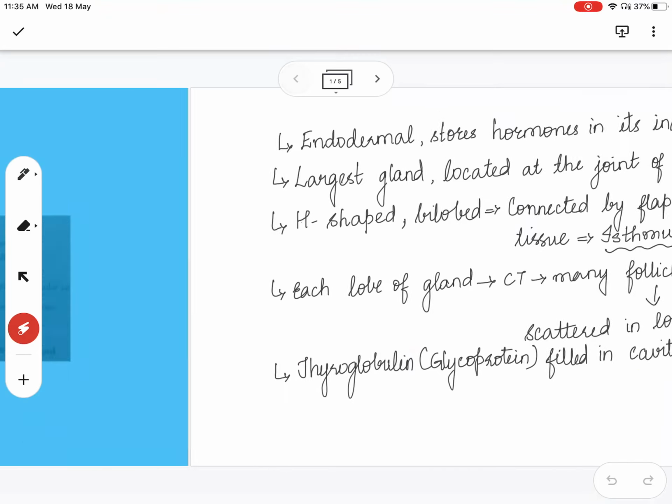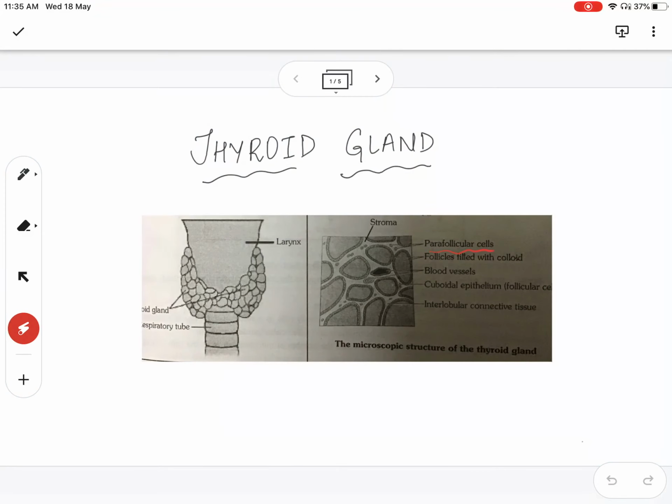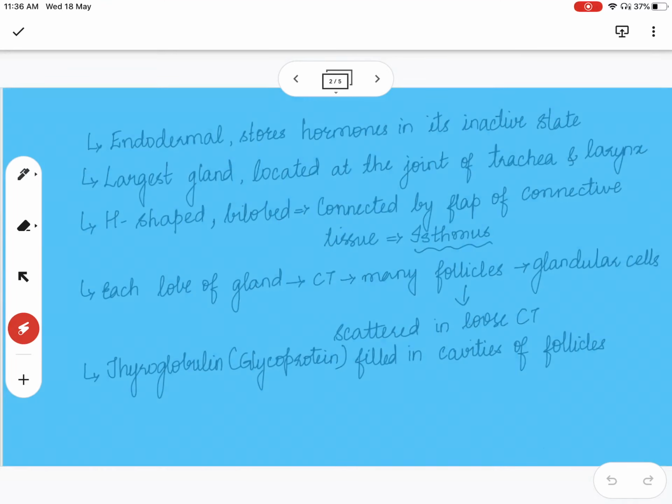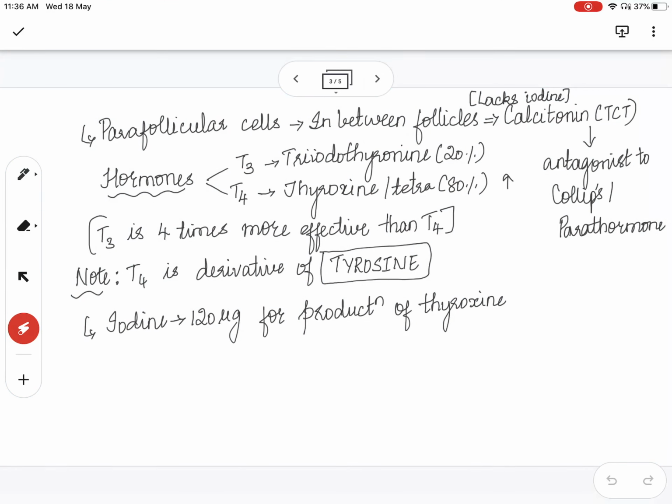Then what is the function of these parafollicular cells? Now these parafollicular cells, they secrete a hormone. I have mentioned over here, they secrete a hormone. I already showed you where they are located. They are located in between the follicles. They secrete a hormone that is called calcitonin, also known as thyrocalcitonin. Now this is considered to be a hypocalcemic hormone, and it lacks iodine.